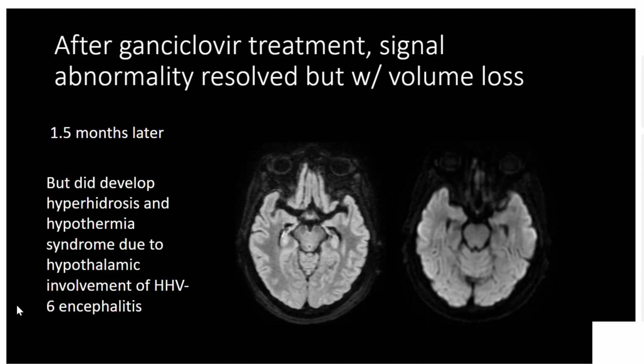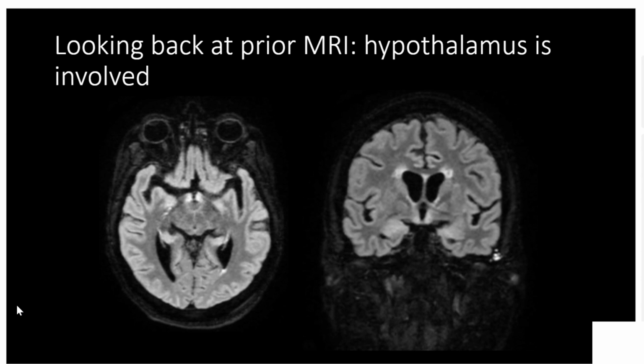And interestingly, I'll just give a little follow-up here. They were treated with IV ganciclovir immediately, which was appropriate treatment, but you can see there was some volume loss related to it. But their biggest clinical limitation was hyperhidrosis hypothermia syndrome due to hypothalamic involvement. And looking back, you can actually see this. The hypothalamus was involved here.